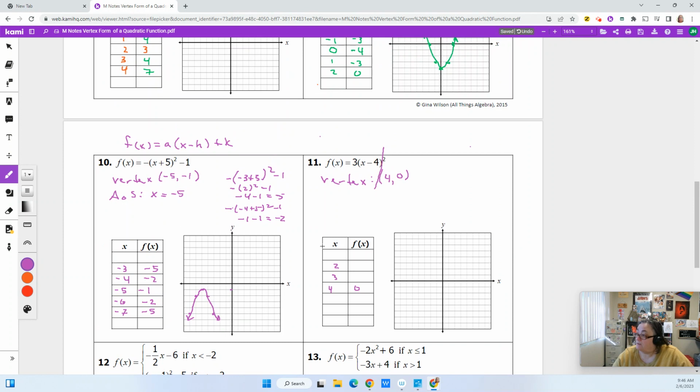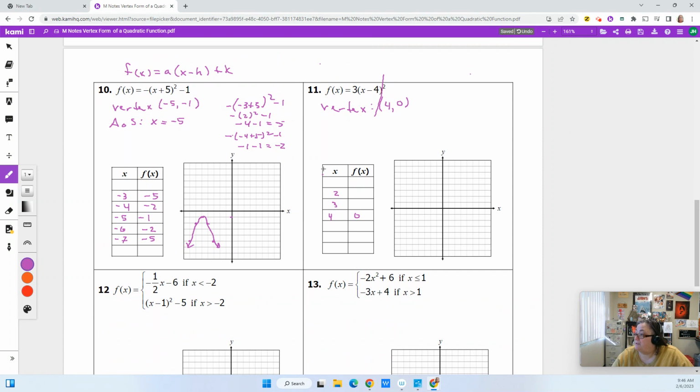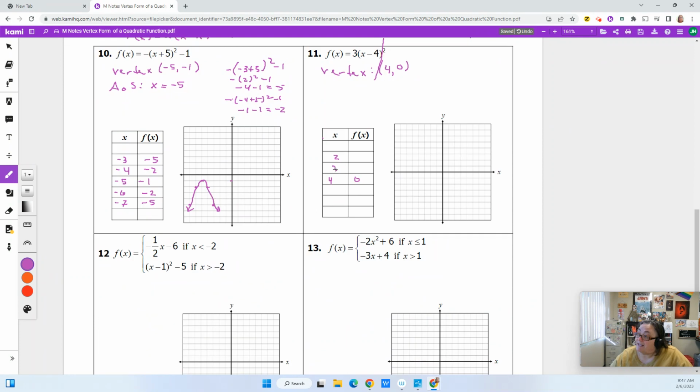Our axis of symmetry is 4, but I'm not going to write it down this time. This one's going to be, we're going to put in 5, we're going to put in 6, and then we're going to plug these numbers in. So at x equals 2, I'd have 2 minus 4 squared. Well, 2 minus 4 is negative 2. When I square it, that's just 4. 4 times 3 is 12.